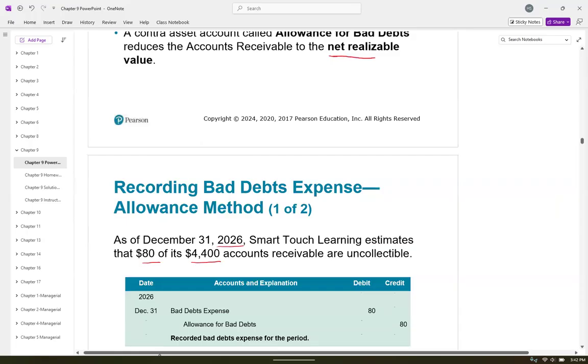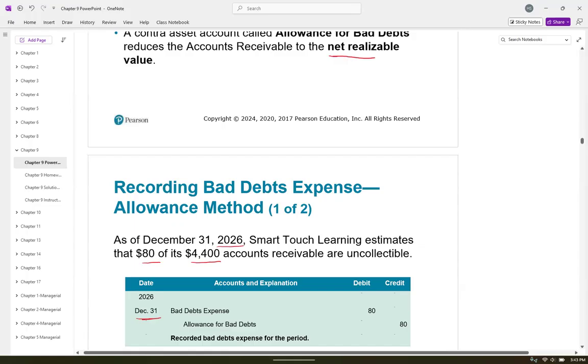Okay. In the previous method, the direct write-off method, you could see debit bad debt expense, credit the accounts receivable. That's a direct write-off method. That is not an allowance method. Okay. You will see this entry going to bad debt expense always at the end of a period because it's an adjusting entry. Okay. And we don't know who the $80 is that's going to go bad. We just know $80 is going to go bad. Okay. So we are going to put it over into a different pocket.